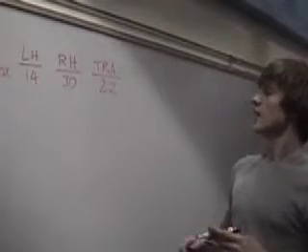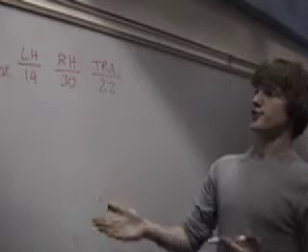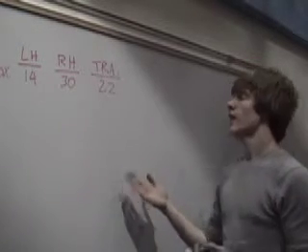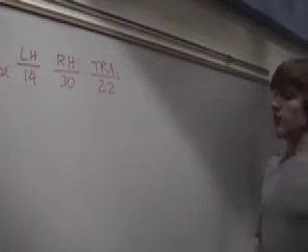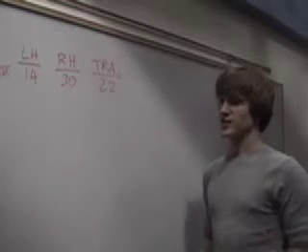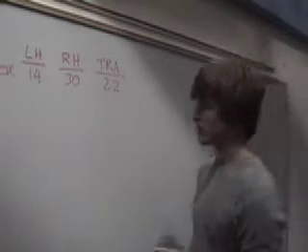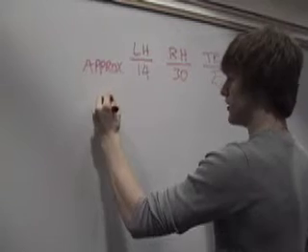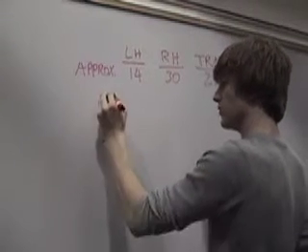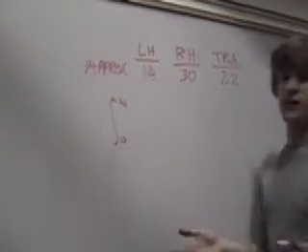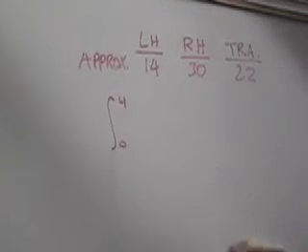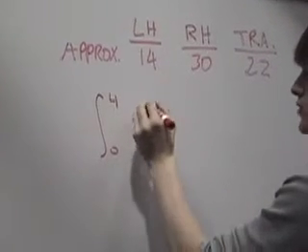In review, we had our left-hand approximation for the function, 14, right-hand approximation, 30, and our trapezoidal approximation, which was 22. So now, let's test the accuracy of these approximations using the integral. So first, we're going to integrate over the interval 0 to 4, which was the interval that we calculated the approximation for, of the function, which was x squared.